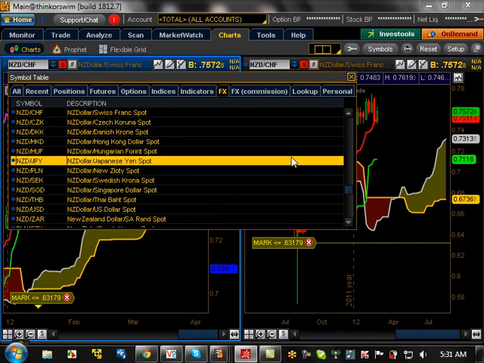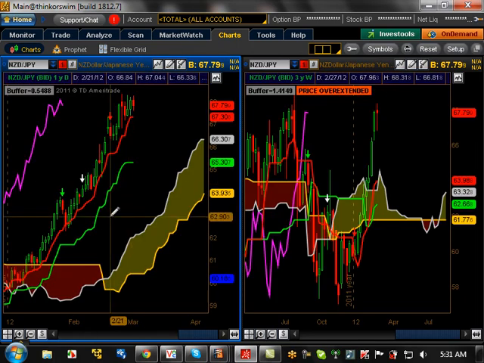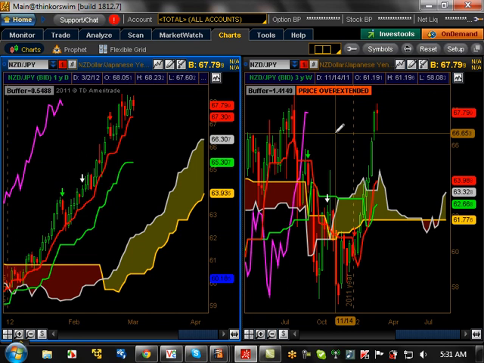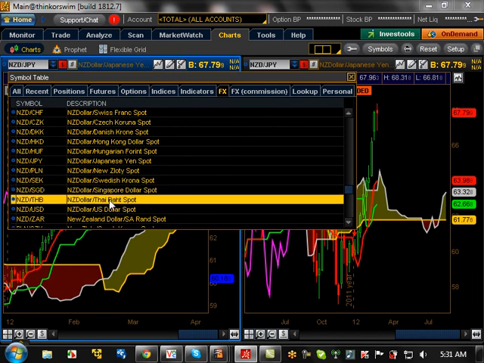Let's see, New Zealand yen. Bullish trending on both the daily and the weekly, but definitely needs to pull back as far as the weekly is concerned. It's definitely way overextended right now.